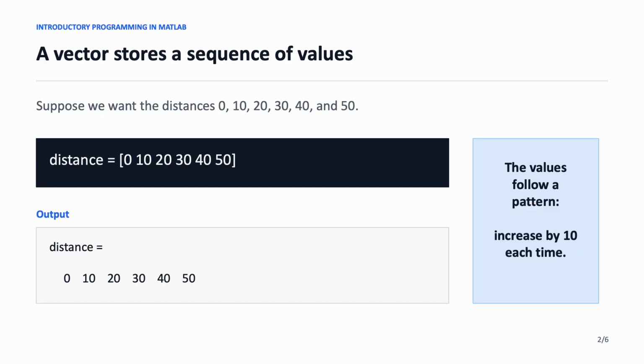Let's start with a simple example. Suppose we want to represent a sequence of distance values 0, 10, 20, 30, 40, and 50. One way to store these values in MATLAB is by creating a vector. Well, let's take a look.